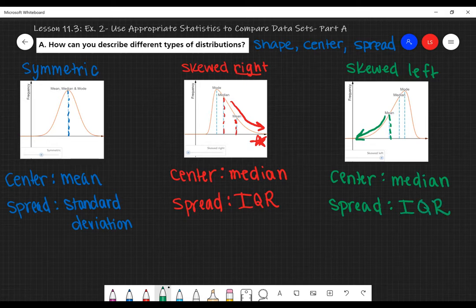So now go ahead, watch the video for part B in order to see how we apply these to an actual data set.